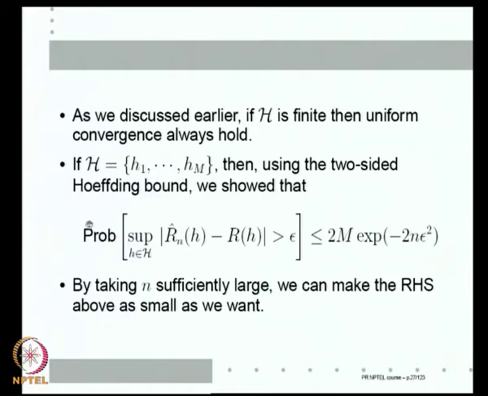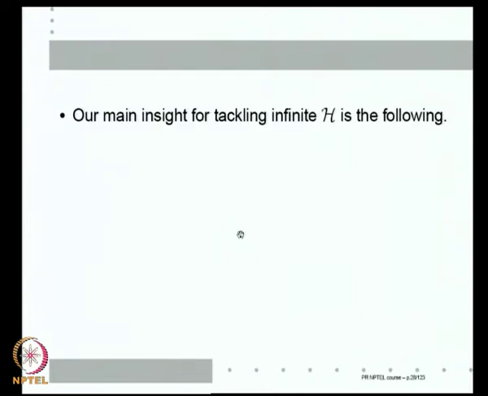And hence the needed uniform convergence holds. We can make the probability that the supremum over h belonging to H of |R hat n(h) minus R(h)| is greater than epsilon to be less than delta, for any given delta, for a particular n which is dependent on epsilon and delta, because essentially I want this to be less than delta. So, I have to calculate n. So, that n can only depend on delta and epsilon, right. M is a constant anyway, right. So, if H is finite, then uniform convergence always holds.